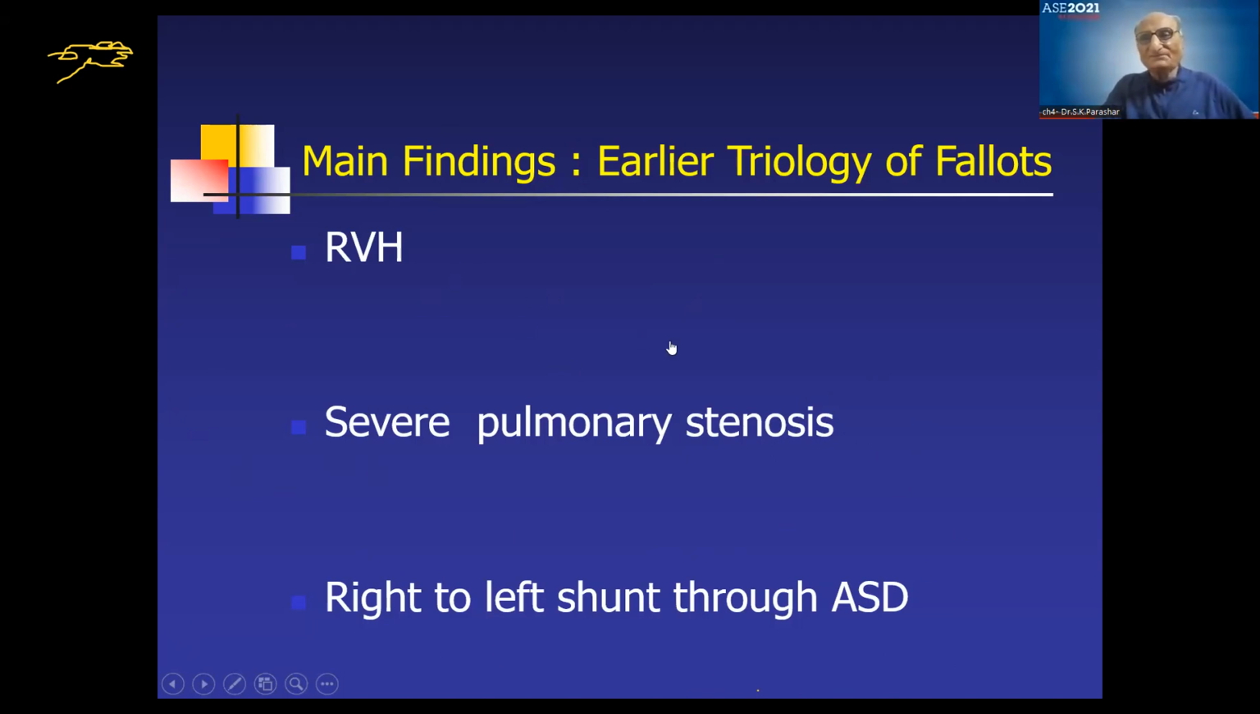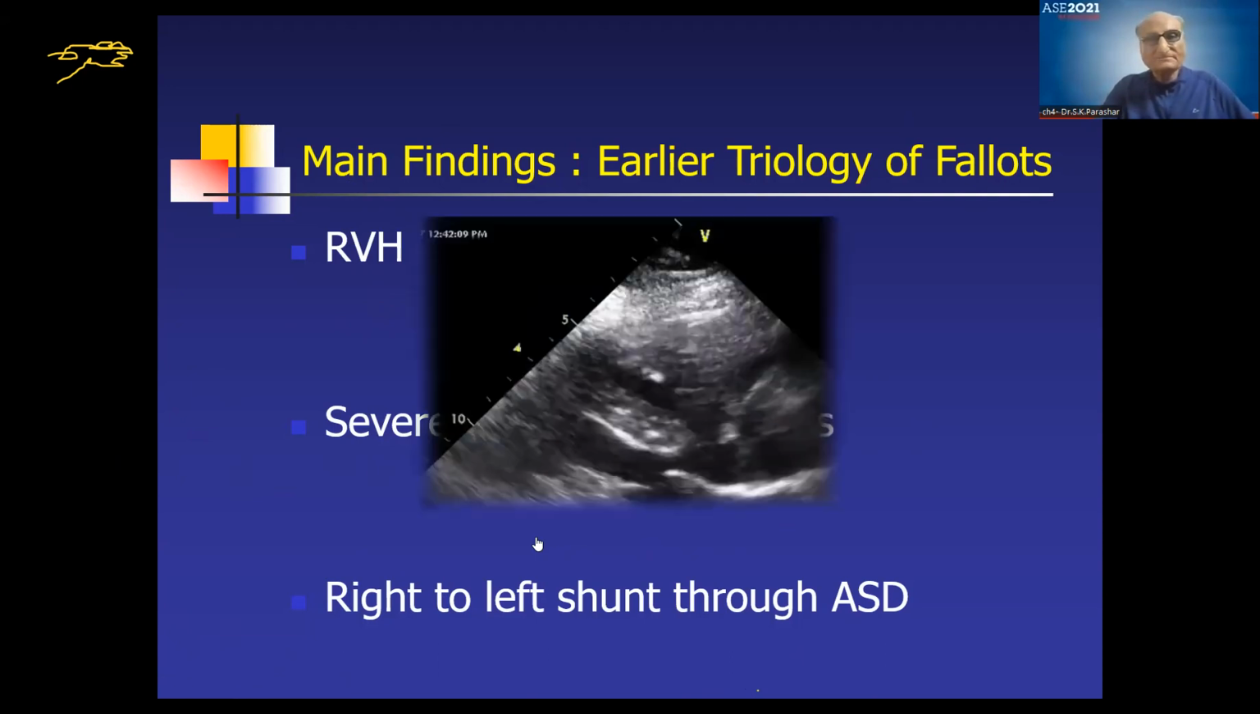So we have shown you tetralogy, we have shown you pentalogy, and we have now shown you trilogy also, but it is now known as severe pulmonary stenosis. With the RVH that was seen, we have shown you the RV enlargement and the right to left shunt was shown by a contrast echo.